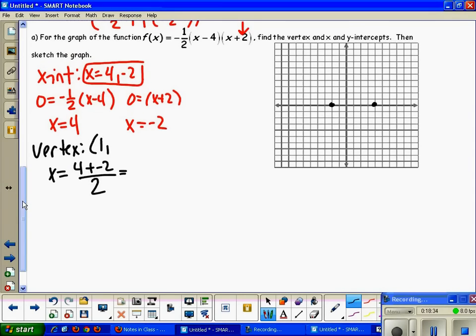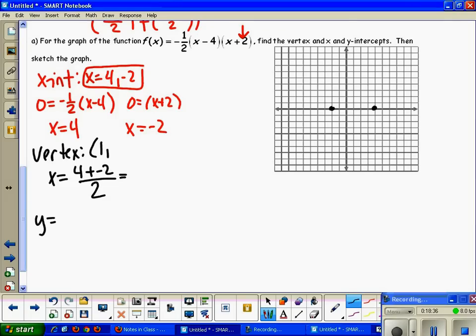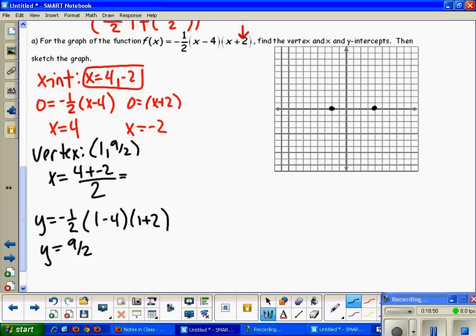So that would be y is equal to -1/2 times (1 minus 4) times (1 plus 2). And when you do this, you get y is equal to 9/2. And then, of course, the next thing we want to do is go ahead and plot this on our graph. So we have 1 and 4.5, which would be right there, which makes sense because it's in between your x-intercepts.